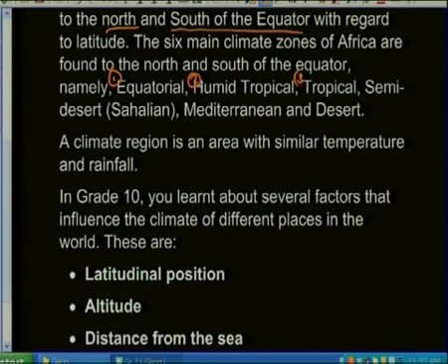Then the third one would be the Tropical zone. Then we talk about something known as the semi-desert or Sahelian region, and sometimes textbooks spell that with an E over here, so don't get confused. It's not a different word, it's the same idea or concept. And then we're also going to look at the Mediterranean climatic zone, which is like Cape Town, and finally the desert. Deserts of the world make up large portions of Africa as a continent.